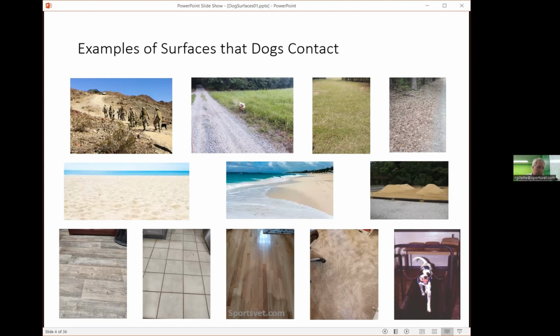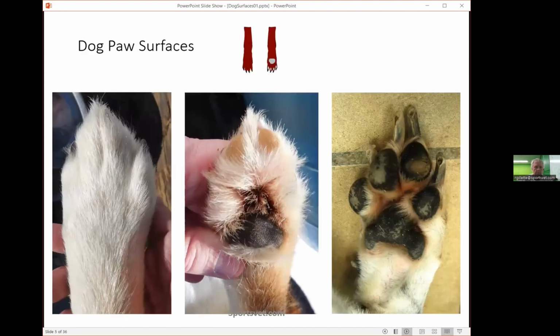Are we dealing with a tiled surface, hardwood? Are we dealing with carpet or some sort of surface that they can get some grip on? And then obviously, treadmills are starting to be used more often now for exercising dogs, and that can also play a role. That said, that's the surface part of it, but now we're talking about the animal component of it.